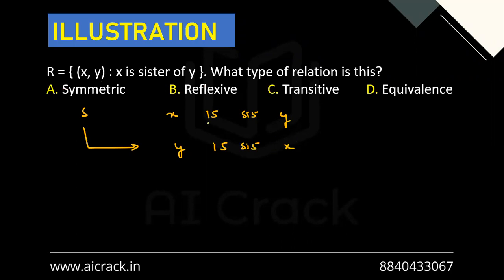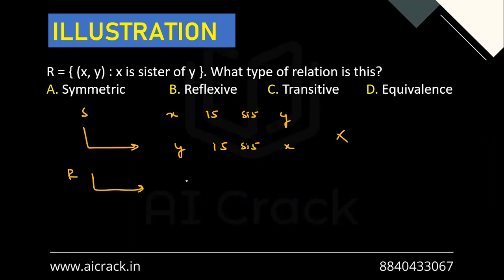This is a little tricky because if x is sister of y, then y can either be a boy or a girl, right? X is female, but y can be a male or a female. So y is sister of x might or might not be possible. If y is a boy, then he cannot be sister of x, right? So that is why it's not symmetric. It's not satisfying every case. Now let's talk about reflexive.